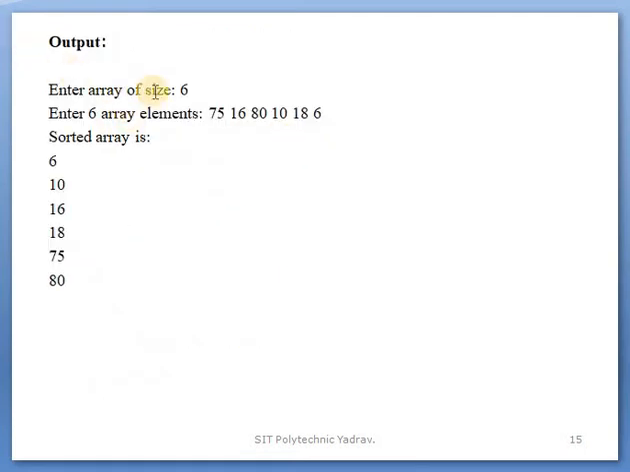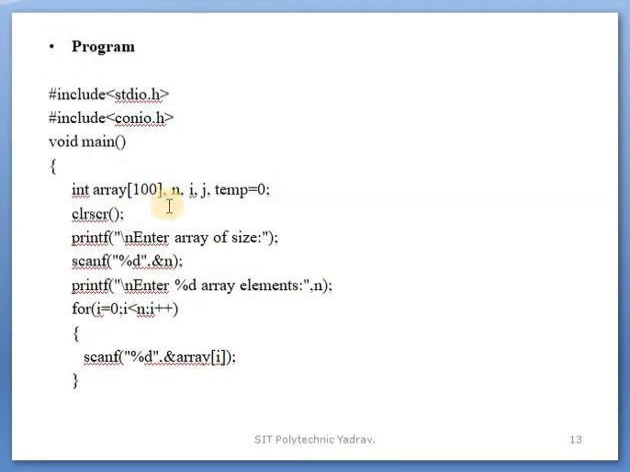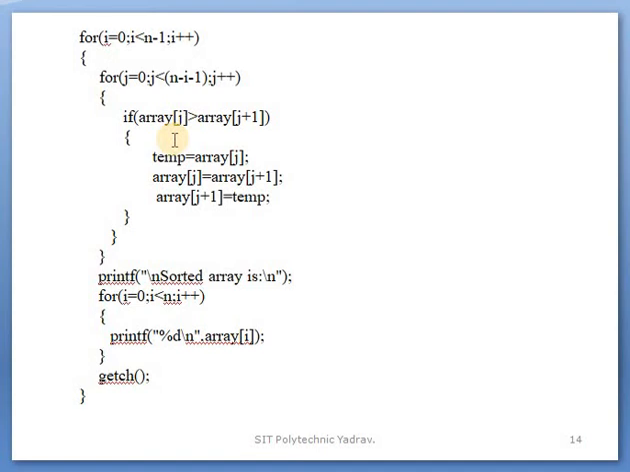Enter the size of the array, for example 6, and enter 6 array elements. Those 6 elements are entered. The sorted array is shown: we sorted that array using bubble sort, and we get ascending order. For example, if you want a descending order, then this program is used with only one condition changed.